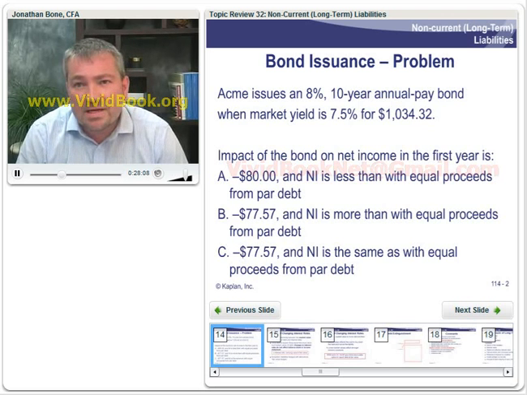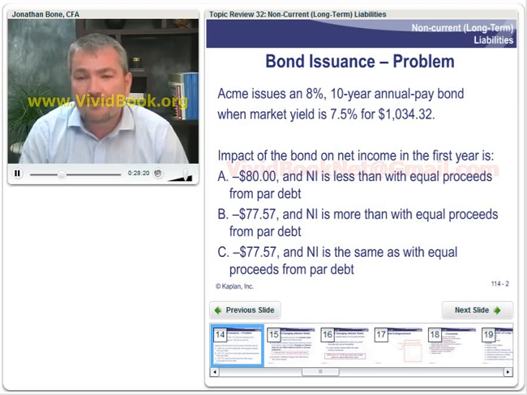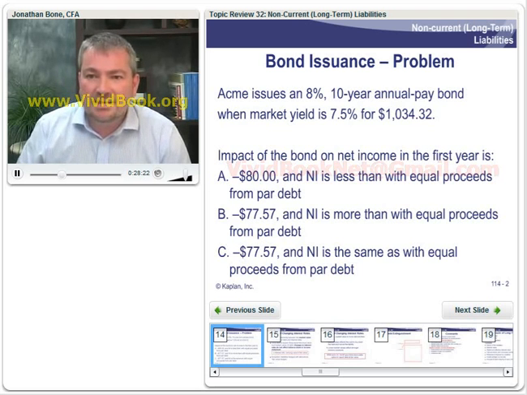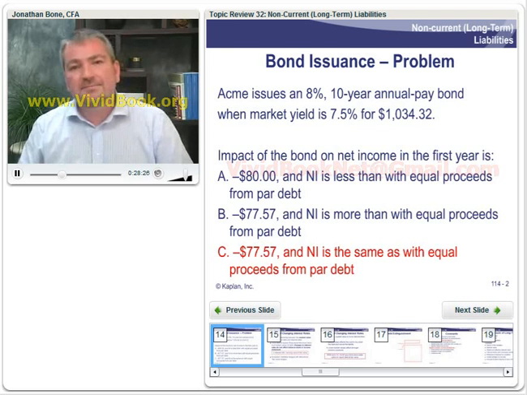Now, in which case, the coupon would be 7.5% of that par value, 1,034.32. It would also be 77.57, which means net income would be the same. So B can't be right. So our answer has to be C. And indeed it is.